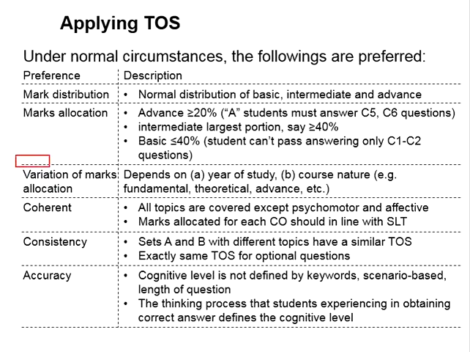Next is about the variations of the marks allocations. Normally we like normal distributions. Normally we would like advanced to be at least 20 marks and above. As for the basic questions, it shouldn't be more than 40%.